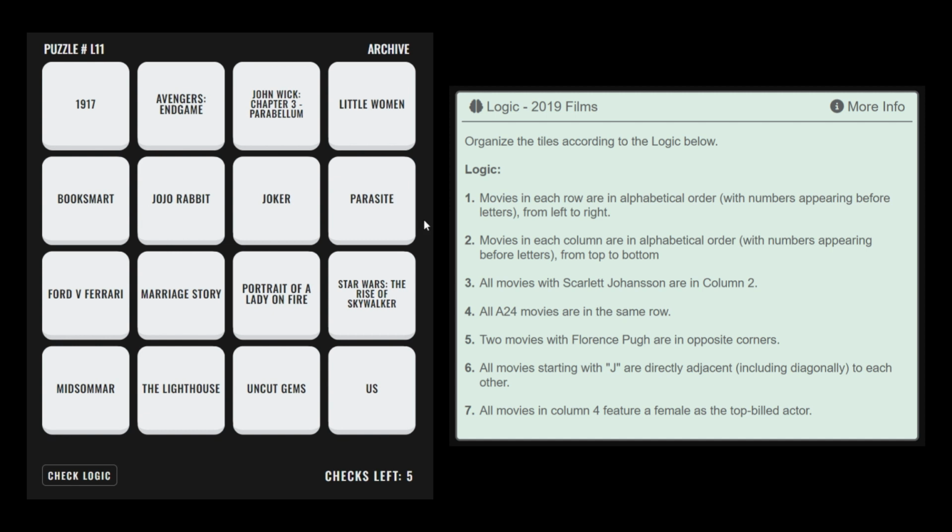However, rule number 7 states that all movies in column 4 must have a female as the top-billed actor, meaning these two must be swapped. If we check the logic now, we'll see the logical is solved and without any guessing.